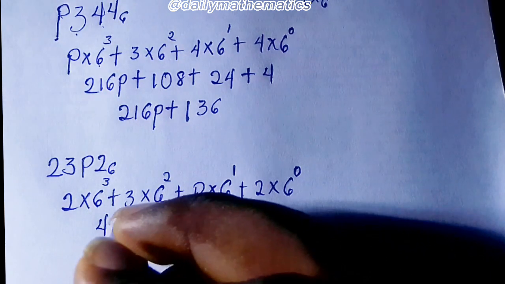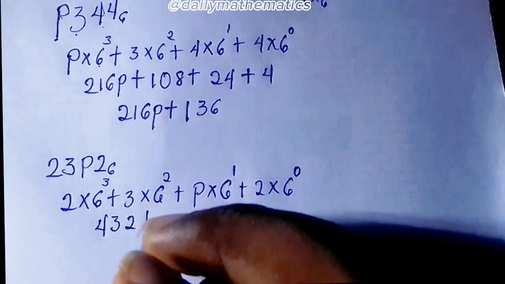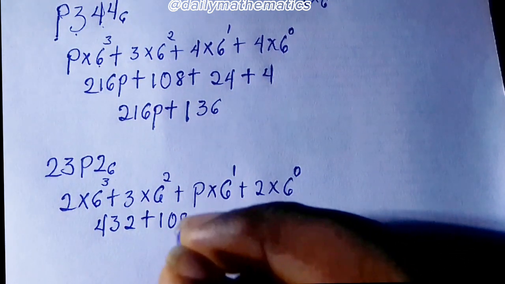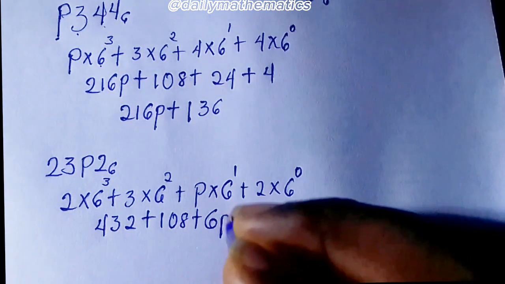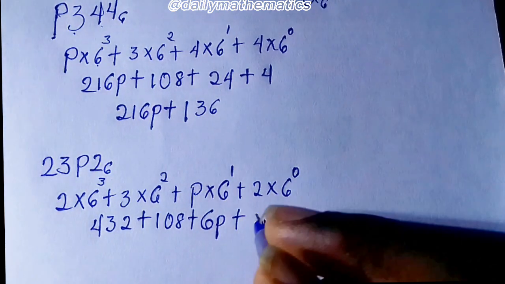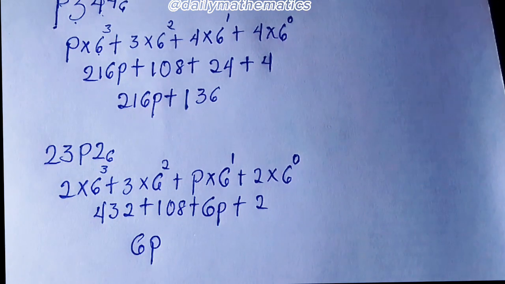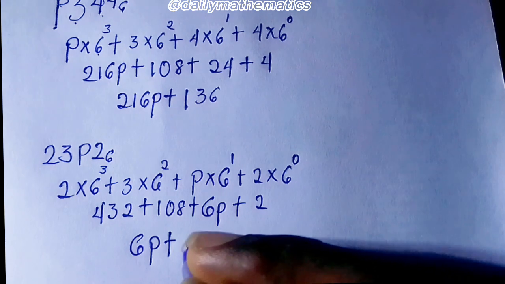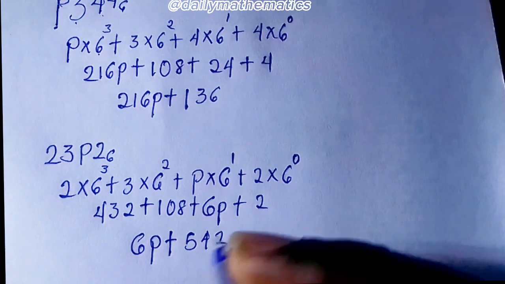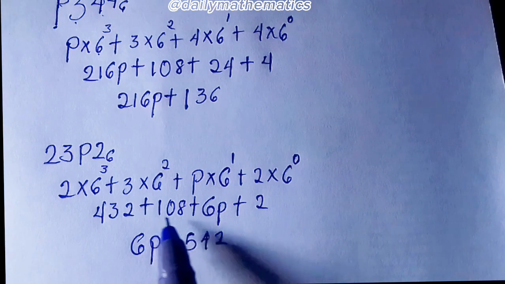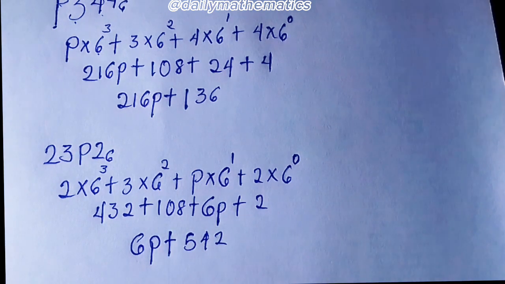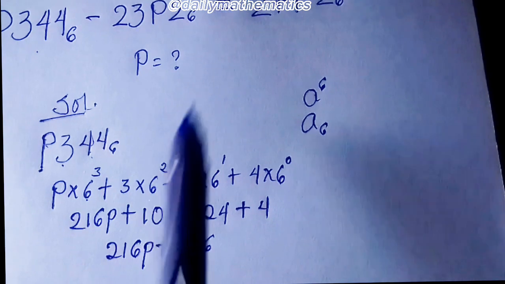So we have 432 plus 6 squared gives us 108, plus 6 times p is 6p, plus 1 times 2 is 2. So from here we can arrange it as 6p plus 542. Right? 432 plus 108 plus 2. So from here we do the last one, which is this one here.